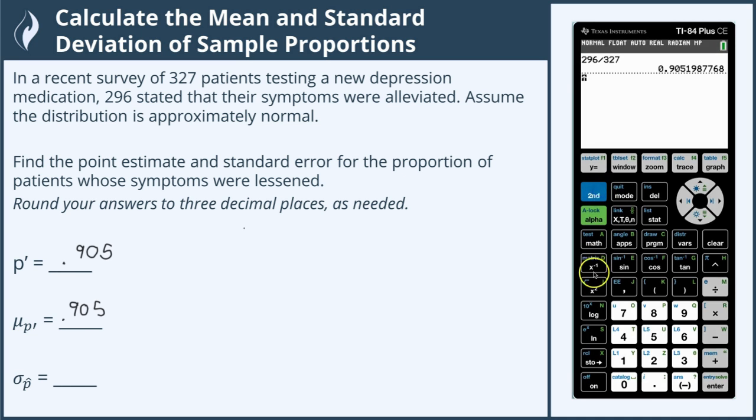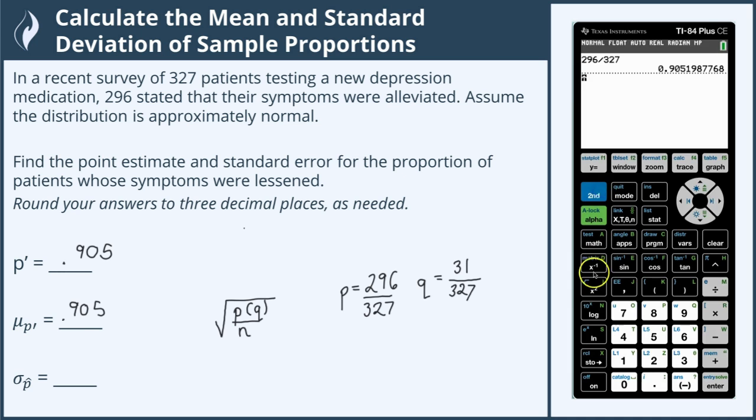In order to find the standard deviation, we're going to make use of the formula square root of p times q over n. In this case, I'm going to put in the fractions for p and q. P, as we found in the first portion, was 296 over 327, and q is the opposite. If 296 patients saw relief from their depressive symptoms, that means 31, or 327 minus 296, did not.